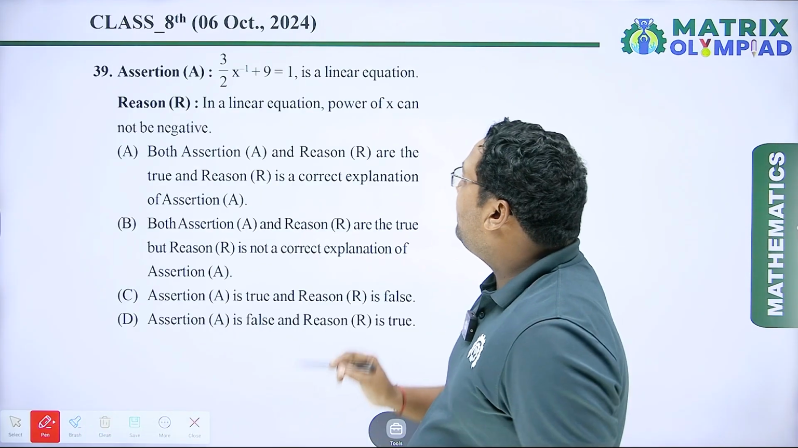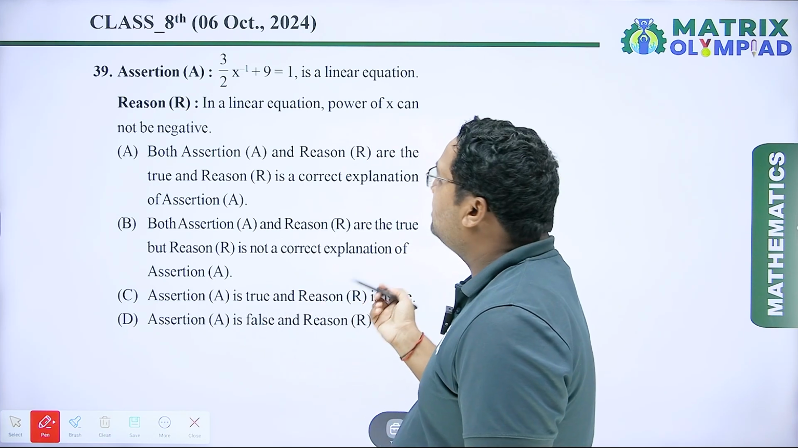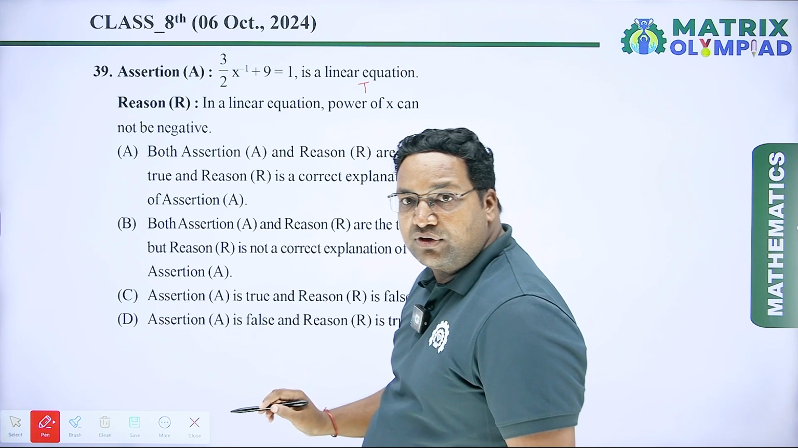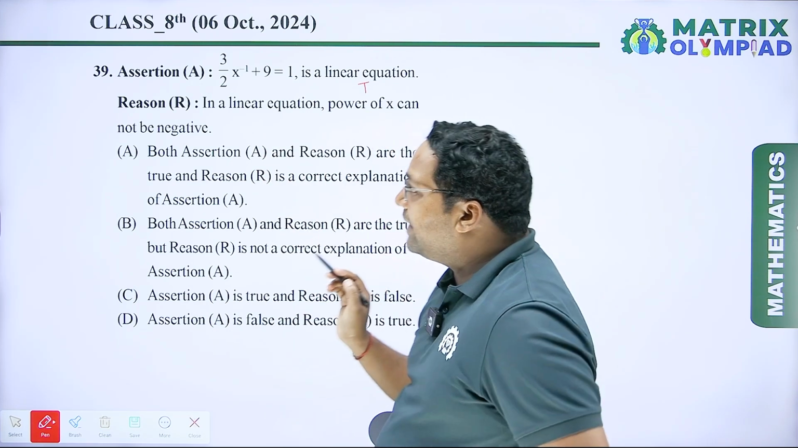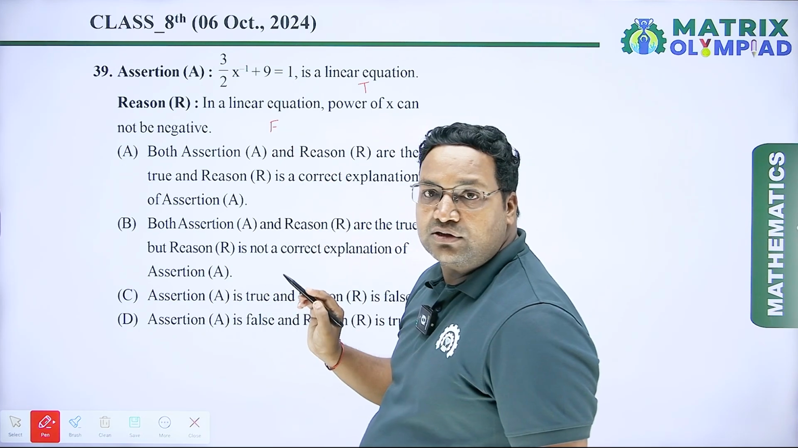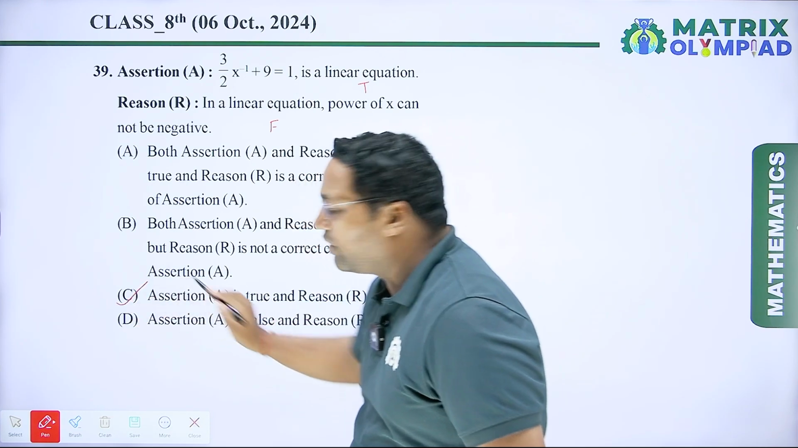Next, question number 39. 3 upon 2 x to the power minus 1 plus 9 equal to 1 is a linear equation. Yes, it is true, it is a one variable linear equation. Reason is in a linear equation, power of x cannot be negative. No, it is a false statement. So the right option is assertion A is true and reason R is false.